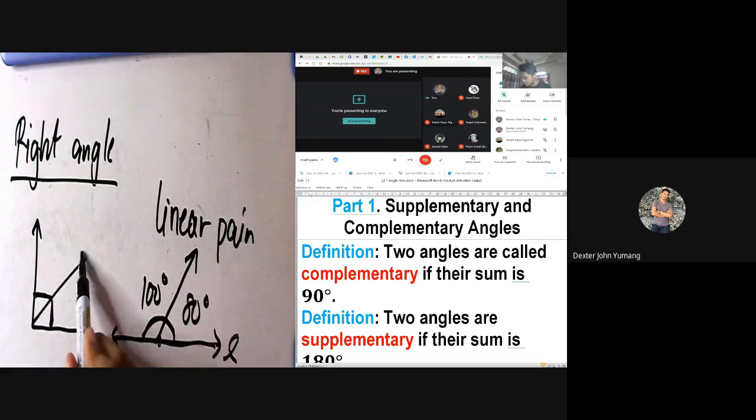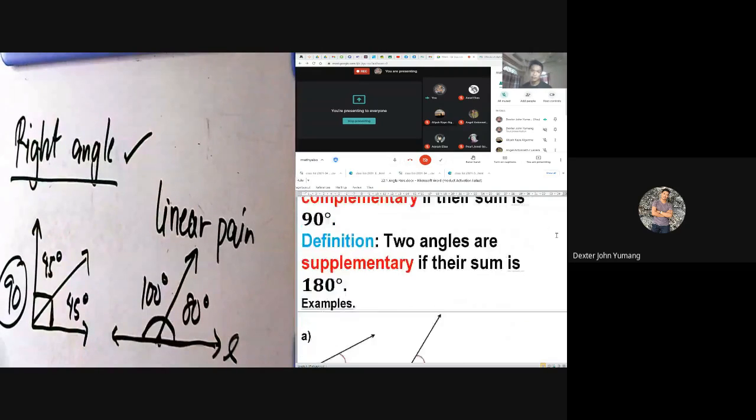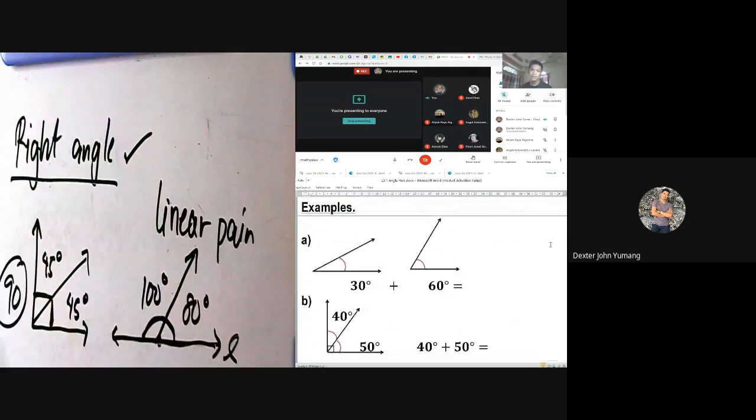Another example, for this one, if this is 45 degrees and another 45 degrees, kapag i-add mo, magiging 90 na siya, and that is equivalent now to right angle or complementary angle. Okay? Just copy the definition. Do not copy my drawing. Okay, next. Kindly look at these examples that I have.